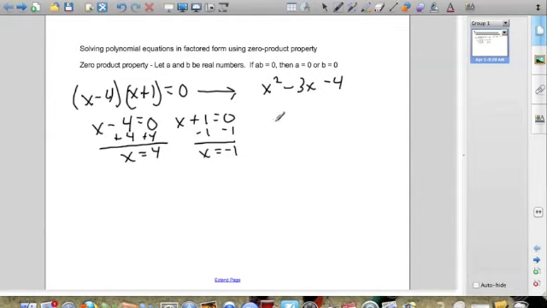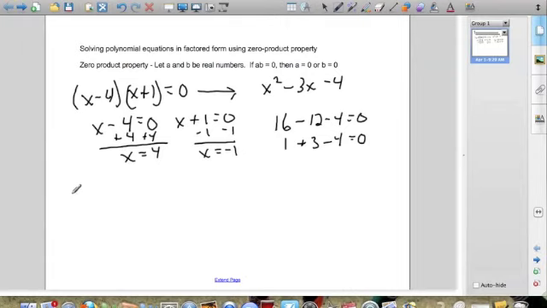When I put 4 in there, I get 16 minus 12 minus 4. Does that equal 0? And the answer is yes. So 4 works for this quadratic. And then when I put negative 1 in there, negative 1 squared is 1. Negative 1 times negative 3 is actually a plus 3, minus 4. Does that equal 0? And the answer is yes. So both of my roots, both of my solutions work.